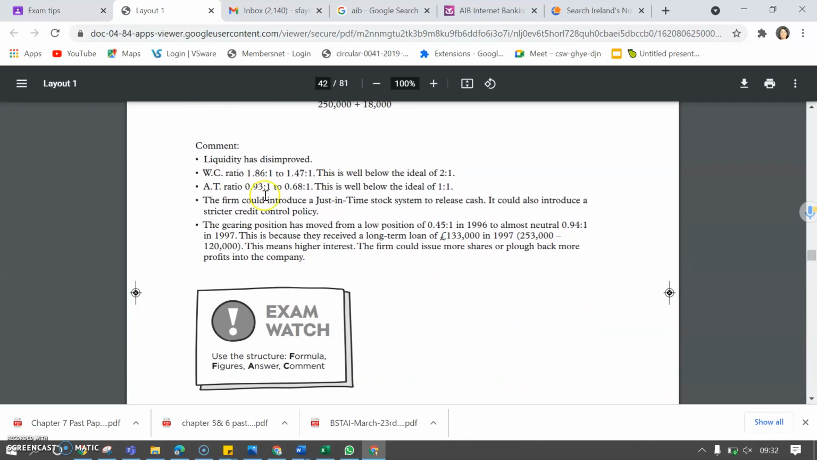The gearing position has got to do with your debt equity. It has moved from a low position of nearly half in 1996 to almost 1:1 in 97. This is because they received a long-term loan of 133 in 1997, because you went to 253 in your debt, whereas you were only 120. This means higher interest, and the firm could issue more shares or plough back more profits into the company, and not give out as much dividend.